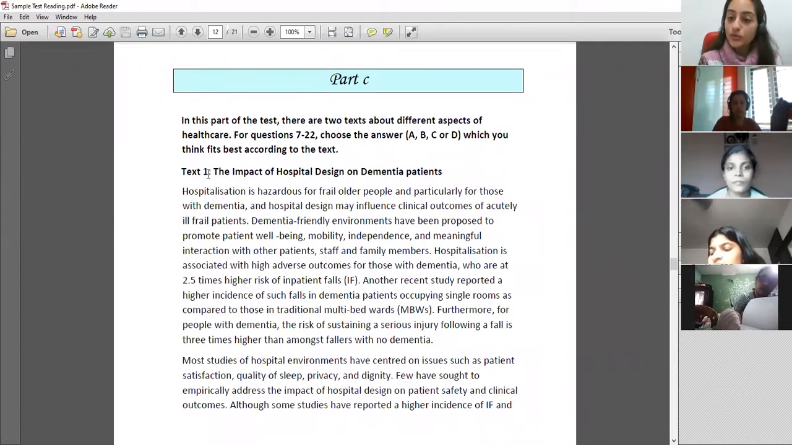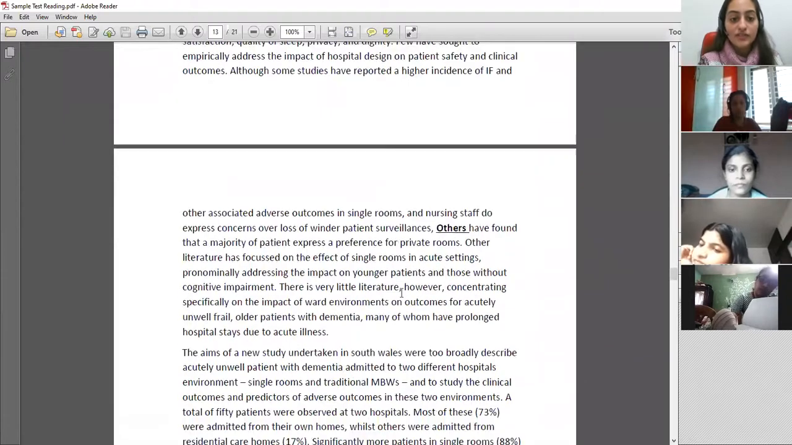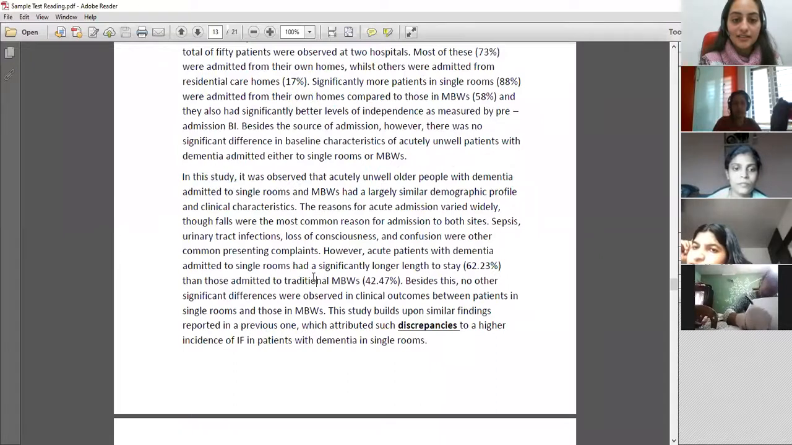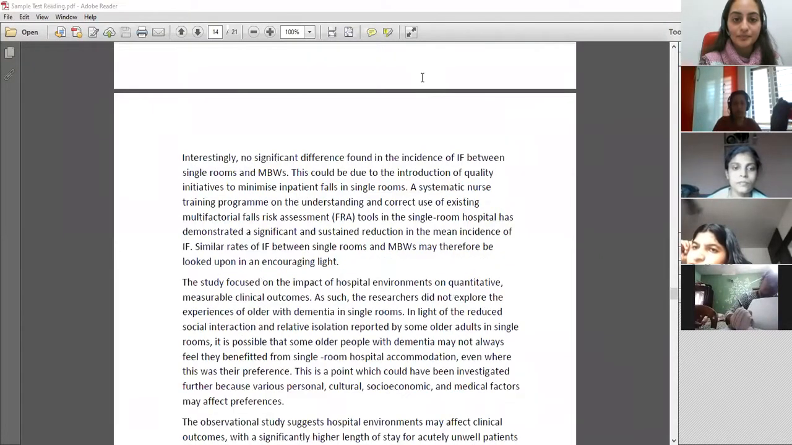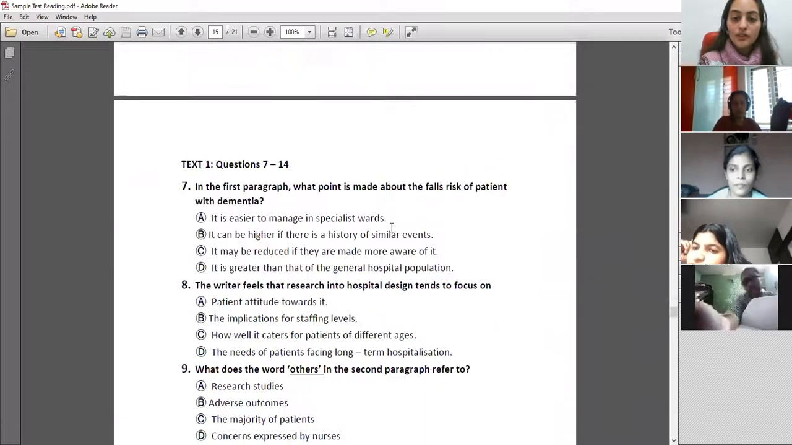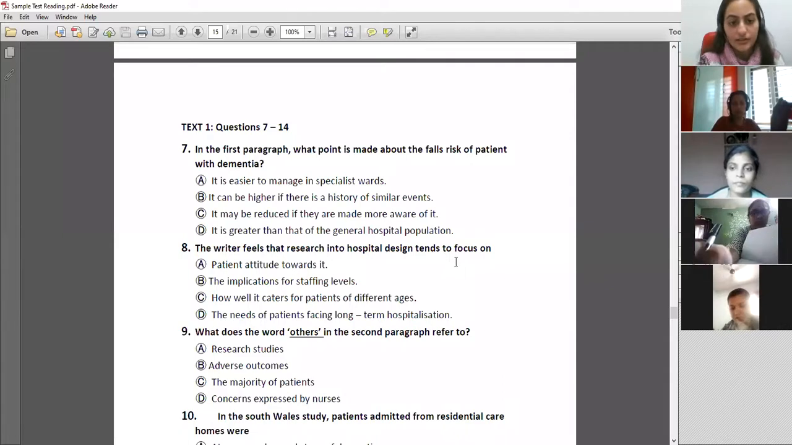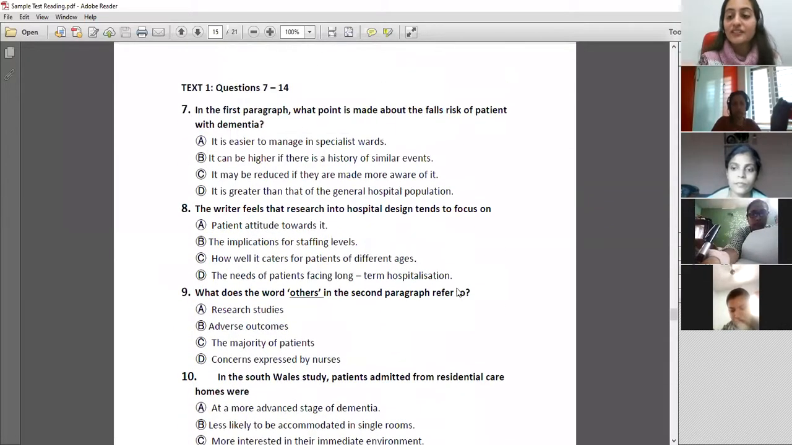Okay, they are divided into 2. So, 8 questions for the first passage, 8 questions for the second passage. Now, as you can see, the title, The Impact of Hospital Design on Dementia Patients. So, again, it's a case study. It includes a lot of studies, like the aim of a new study, and then in this study, then a new study will be mentioned. So a lot of case studies are there, and you will see a lot of perspectives in the passages that are written. So, 8 questions for each passage. There will be 4 option MCQs in reading part C questions. Okay, 4 option MCQs.